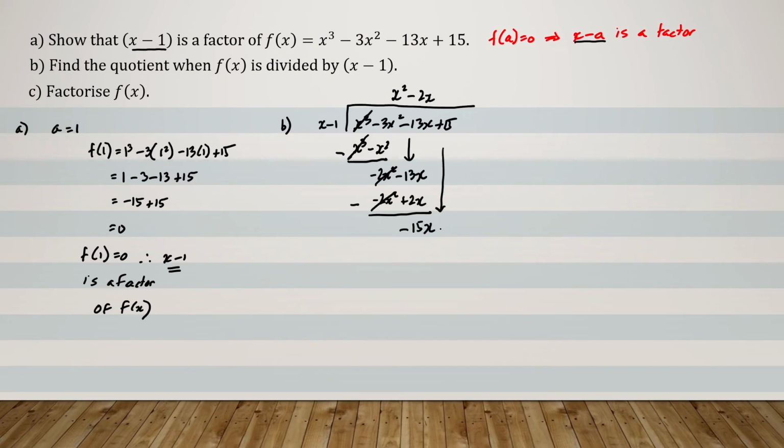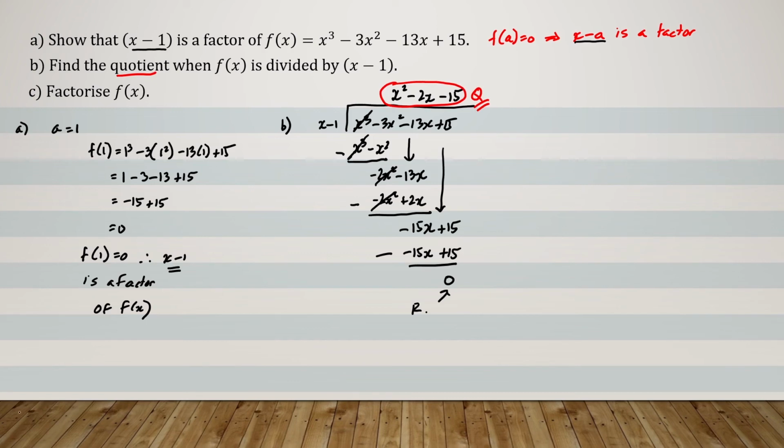Drop down the 15. So our last term then will be negative 15. Negative 15 times x, negative 15x. Negative 15 times negative 1 will be plus 15. And when we subtract, indeed we do get 0 for the remainder. This is your remainder here. And therefore, the required quotient is here. This is your quotient: x squared minus 2x minus 15.